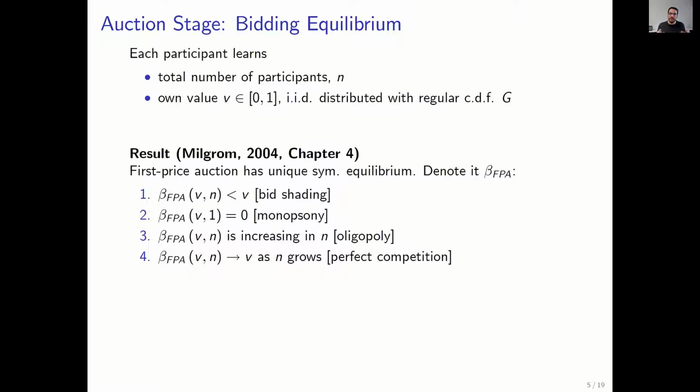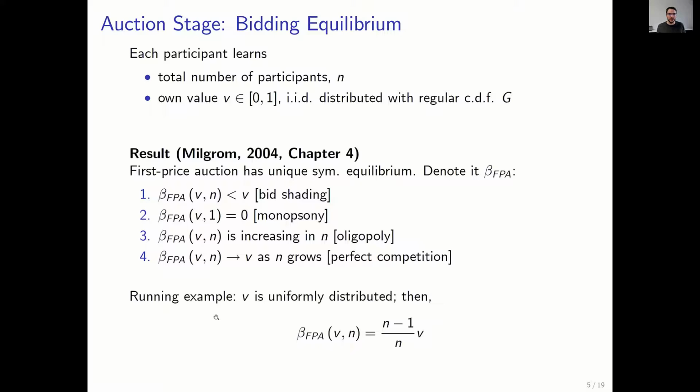So in that sense, this is the basic idea in which auctions reflect price competition with a limited number of sellers. Standard auction example here: the values are uniformly distributed between 0 and 1. In this case, beta FPA, if my own value is v and the total number of bidders is n, is (n minus 1) over n times v, which has the properties I just described. So we've solved the auction stage.